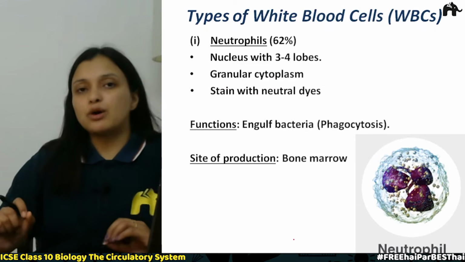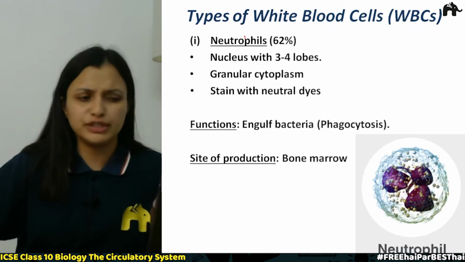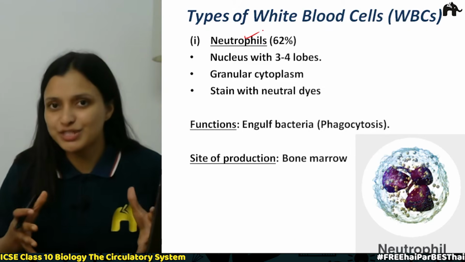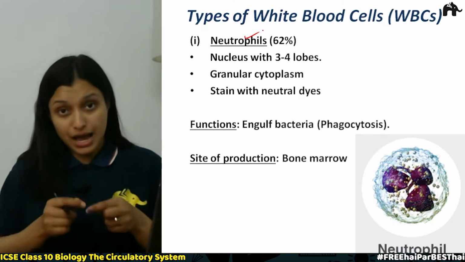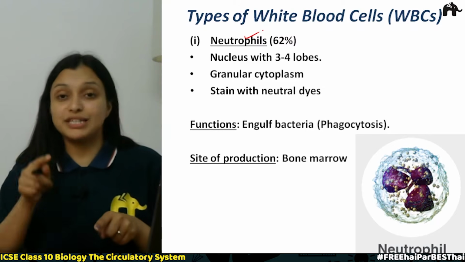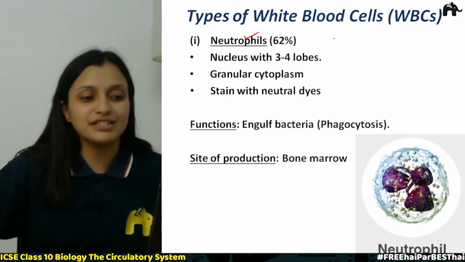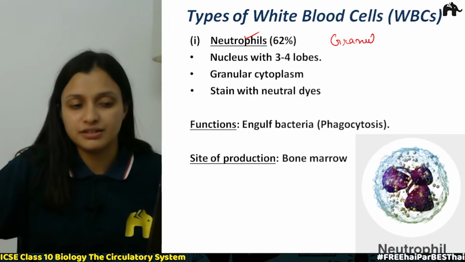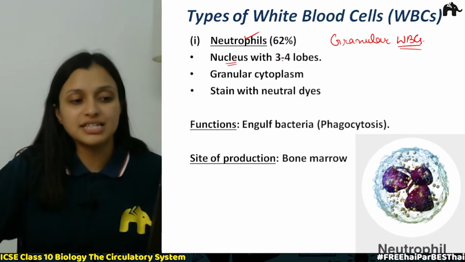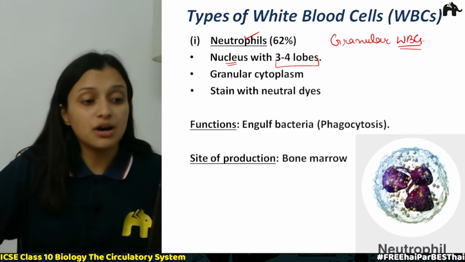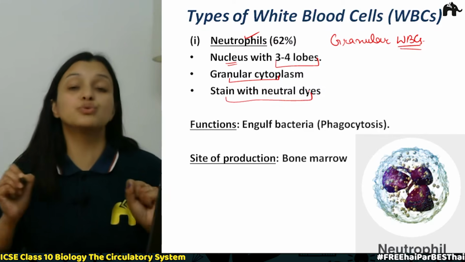So let us talk about the first WBC, and that is neutrophils. Tell me, is it a granulocyte or a non-granulocyte? Very clear, phils are filled with granules. Their cytoplasm has granules and their nucleus is lobed. So neutrophils are granular WBCs. The nucleus has 3 to 4 lobes. Their cytoplasm is granular and they are stained with neutral dyes.